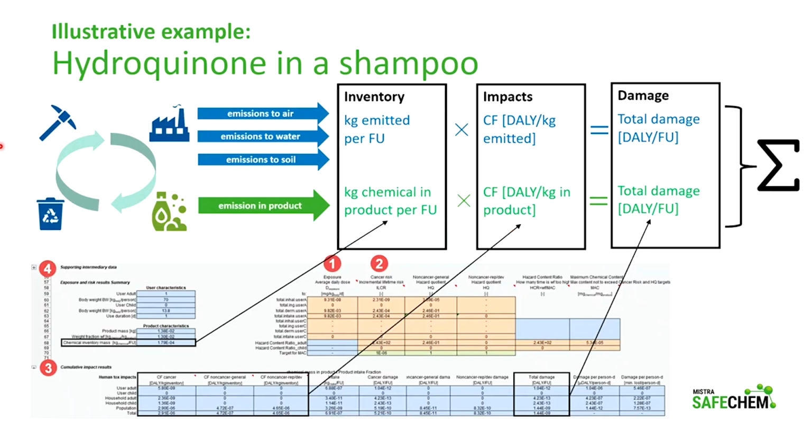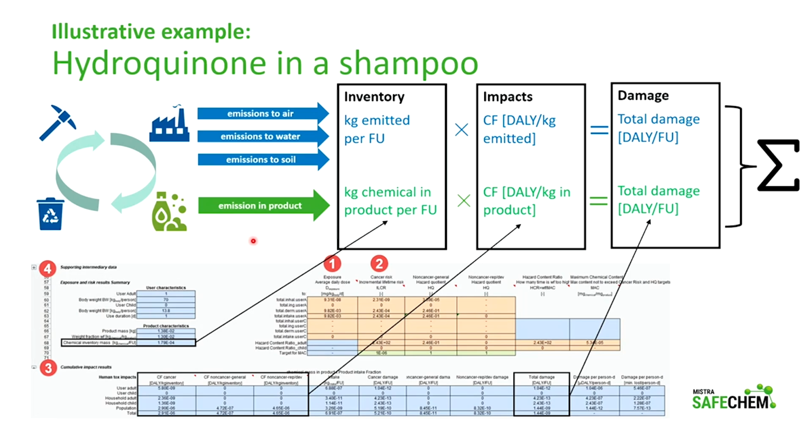So how can you link this now with your standard LCA impact models? Well, in the LCA, usually in your inventory analysis, you provide emissions to air, water, and soil, and you come up with your inventory, which is your kilogram emitted per functional unit. Then you combine that with your characterization factor for each of these environmental compartments, given in DALY per kilogram emitted, and you then arrive at a total damage in DALY per functional unit.